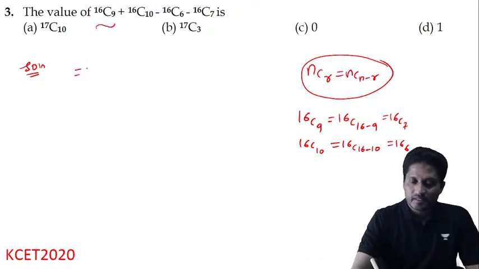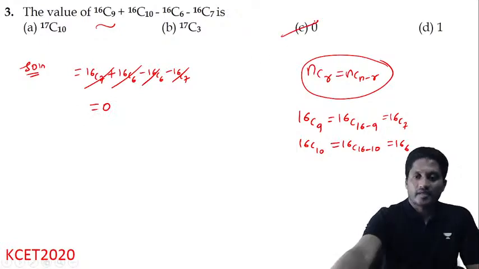16C9 is the same as 16C7, and 16C10 is the same as 16C6. So 16C6 minus 16C6 minus 16C7 plus 16C7, this will cancel. You will get the answer as 0. Let's move to the next question.